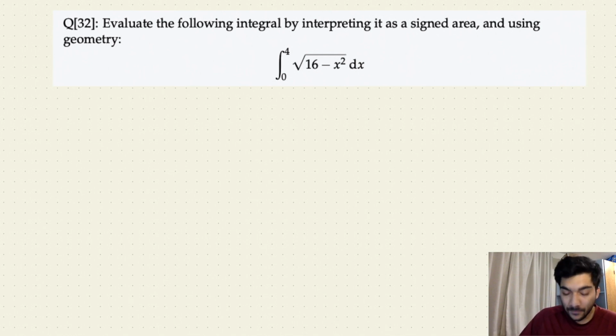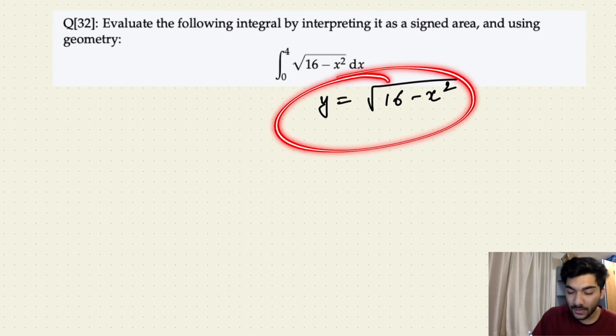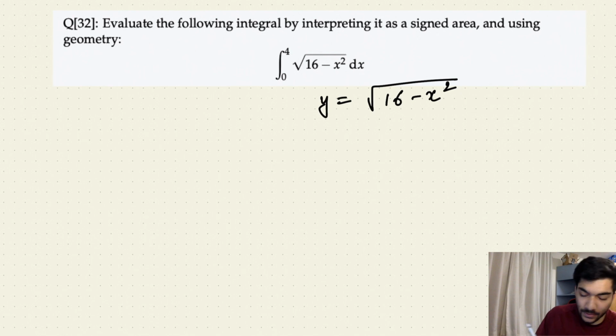So let's start by calculating the area under the curve of this function. The function is y equals square root of 16 minus x square, and I have to calculate the signed area under the curve in this case. We'll first, as always, start by sketching the graph of this function. I'll first simplify this expression. So let's simplify it down.